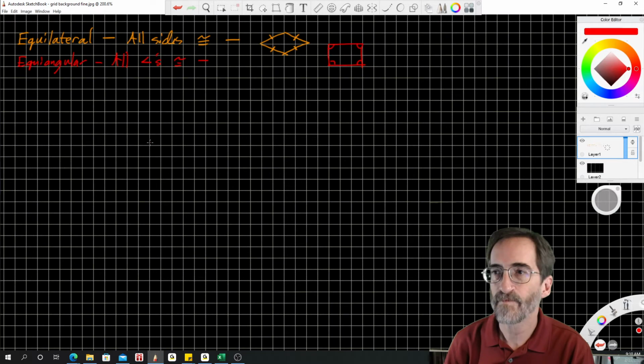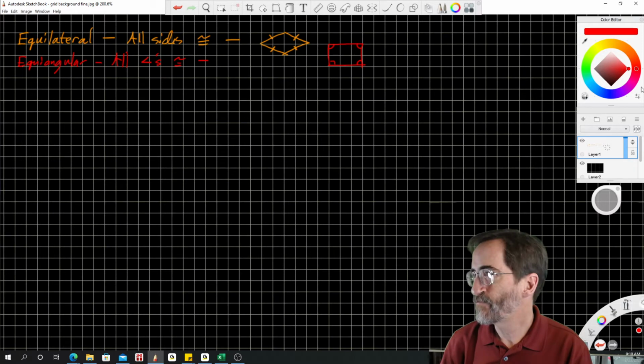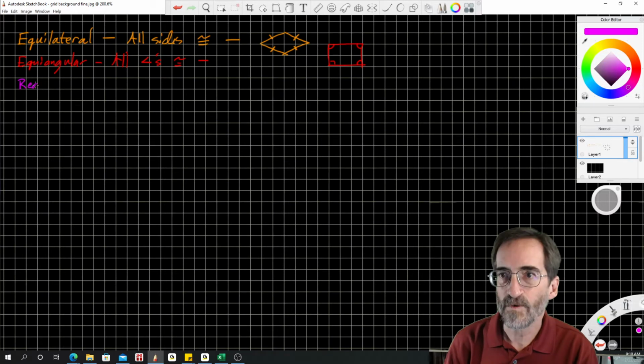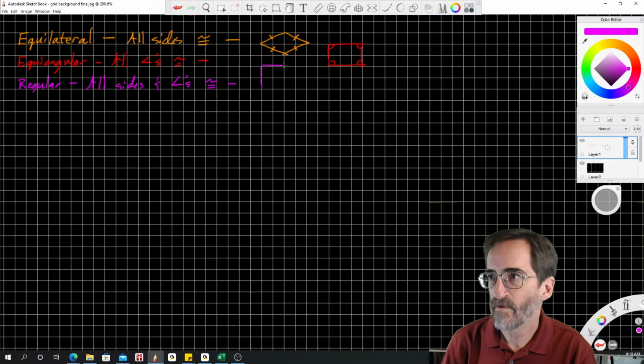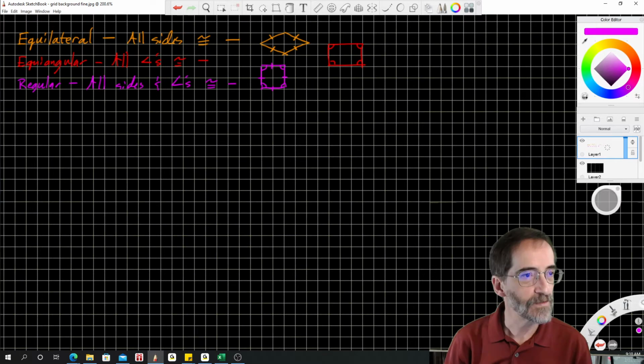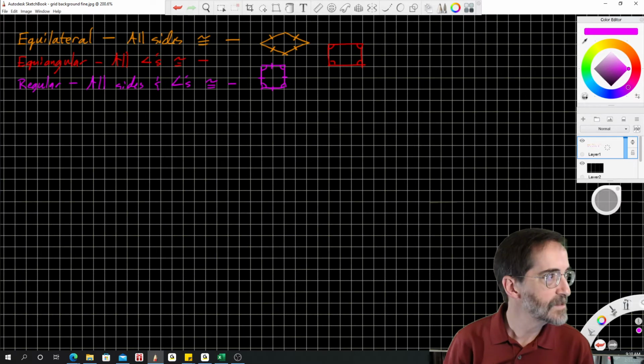Equiangular. And if we combine both words, then we have a regular polygon. Regular: all sides and angles congruent. And a perfect example of that is a square. All the sides are the same length and all the angles are the same measure. Regular. Okay, let's go to Lesson 2.